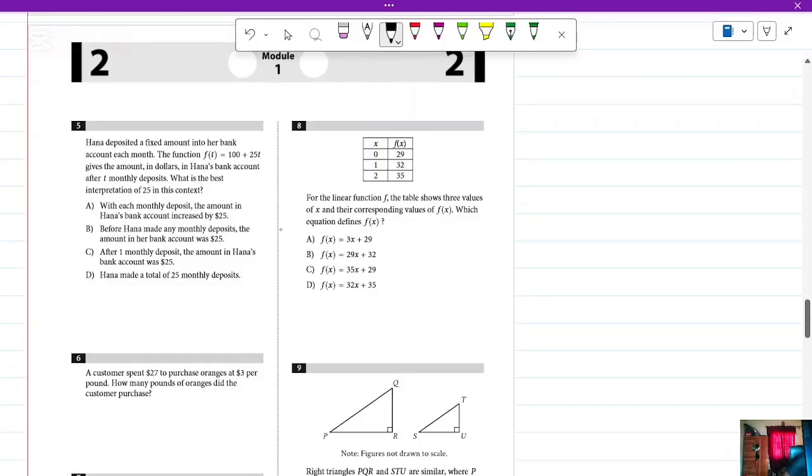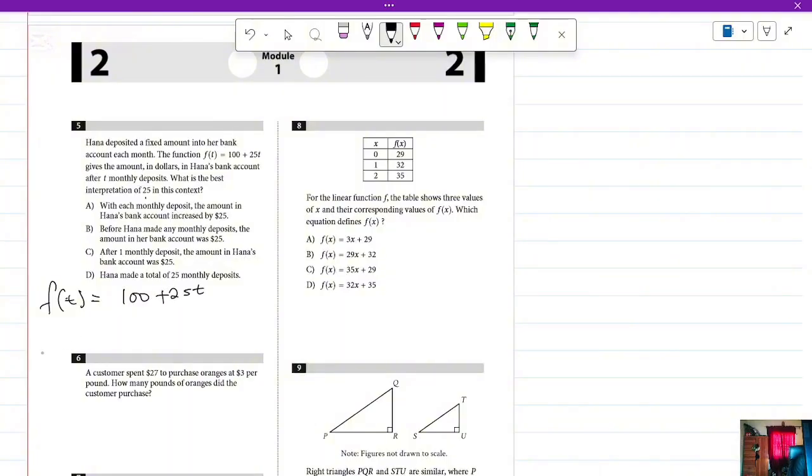They said, number 5, Anna deposited a fixed amount in a bank account each month. The function f of t is equal to 100 plus 25t gives the amount in dollars in Anna's bank account after t monthly deposits. What is the best interpretation of 25 in this context? Now, the f of t that you have is 100 plus 25t.